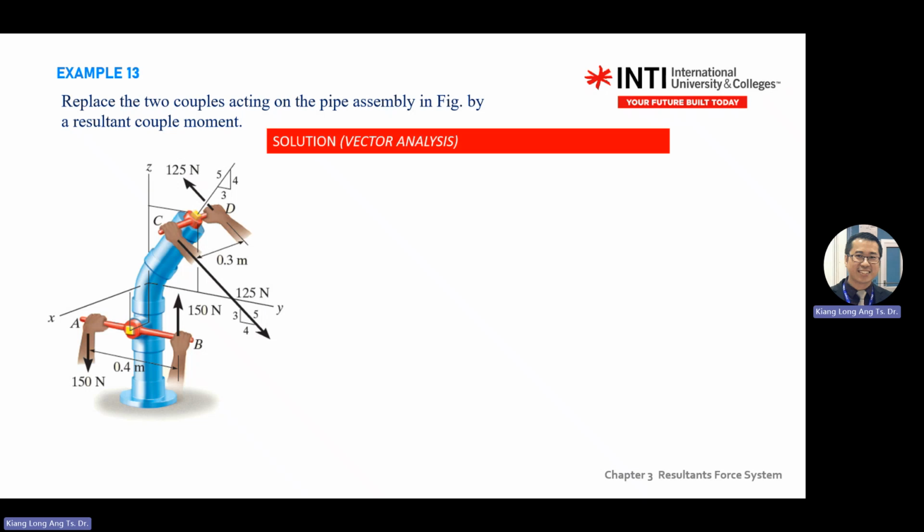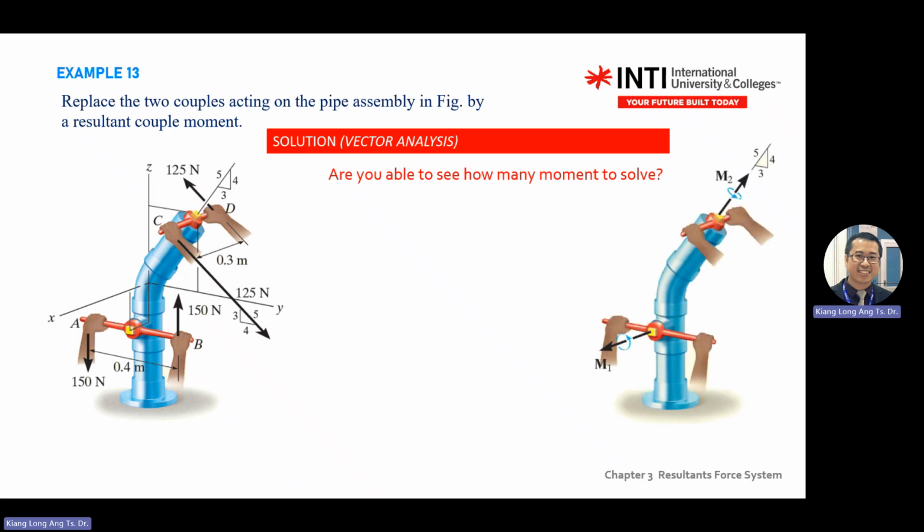So you have two methods also, vector analysis and scalar method. So I show you the vector. You have two moments to solve. You should be able to see you have two moments to solve. Two pairs of couples. Okay. So one moment is like this. Moment two here. Moment one here.